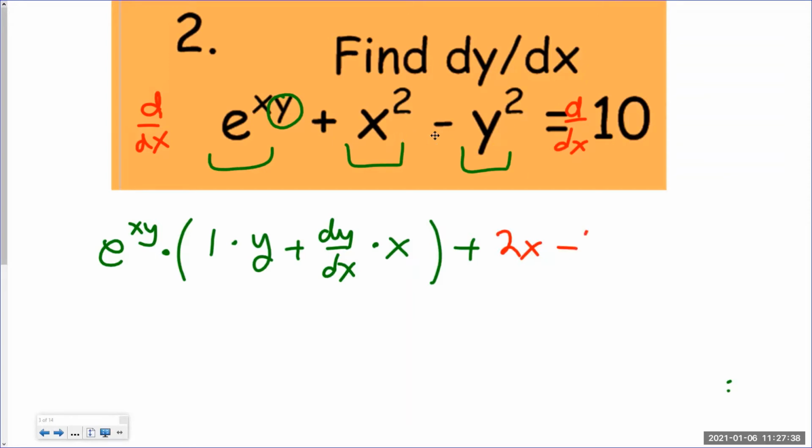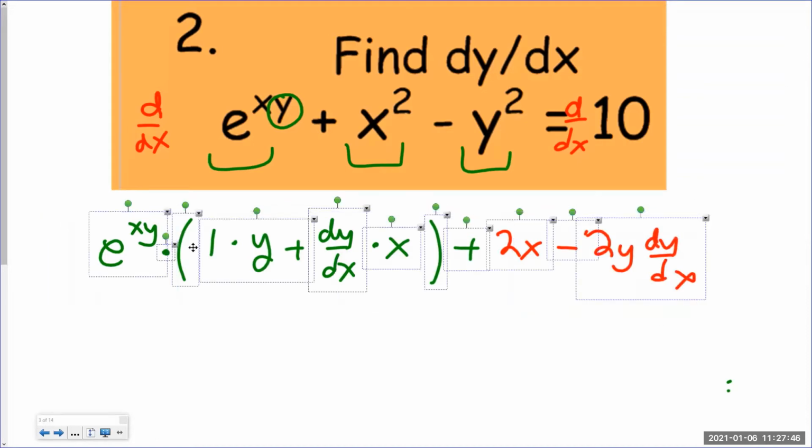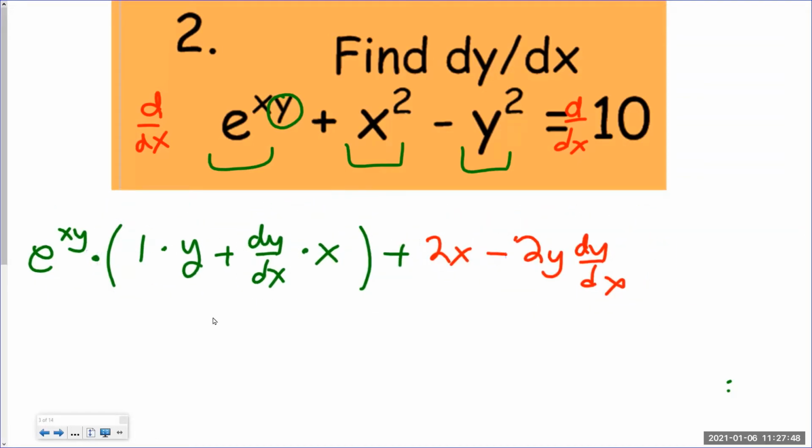What's the derivative of negative y squared? Negative 2y, but do you need a dy dx? Very good. All right, I've done all of the left side, okay? Then here's the kicker. What's the derivative of 10? 0, very good. It is not 10 and it is not 1. Is everybody good with that?